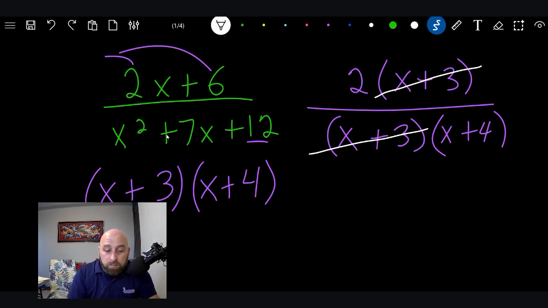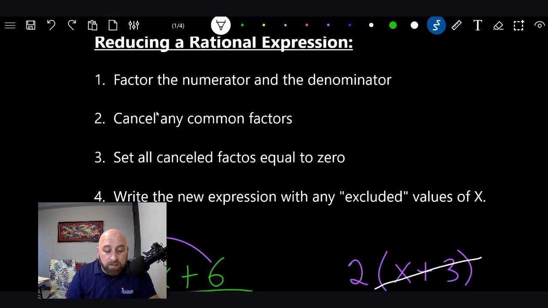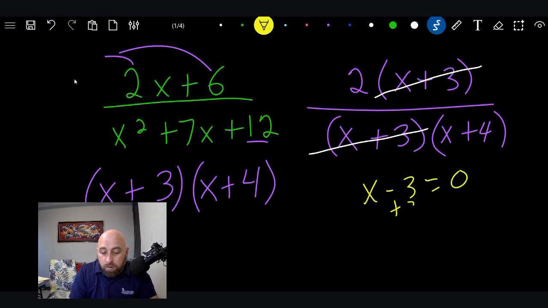All right, so now what do we have? Here's what we're going to do. Let's go up to step number 2, cancel any common factors. Step number 3, set all canceled factors. That says factos. I don't know why that says factos, but it should say factors. Sorry about that. And we want to set all the canceled factors equal to 0. So let's go up there and let's do that. What was our canceled factor? x plus 3. So let's set x plus 3 equal to 0. We're going to move it over. This is what we did in the last lesson, and we get x cannot equal -3.